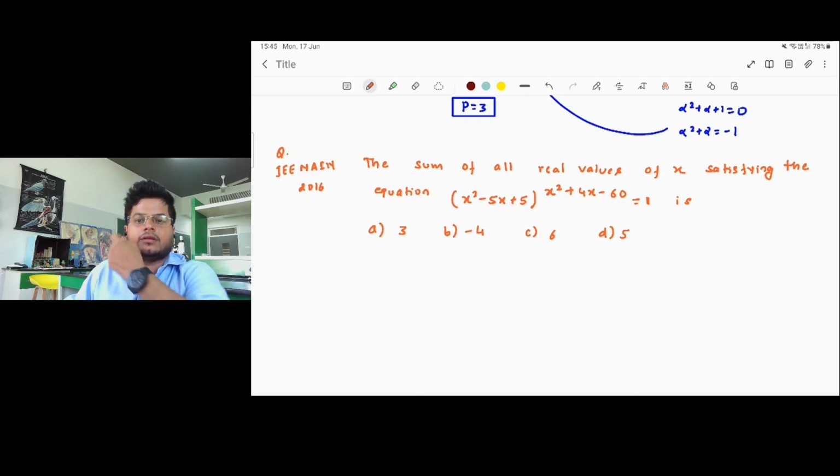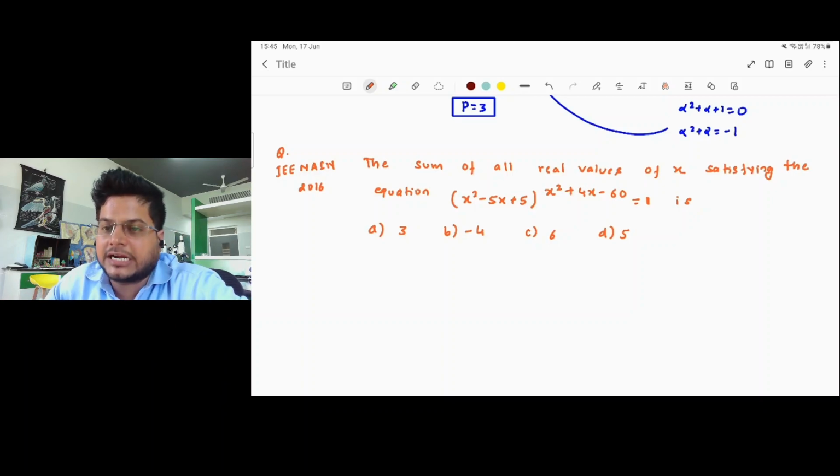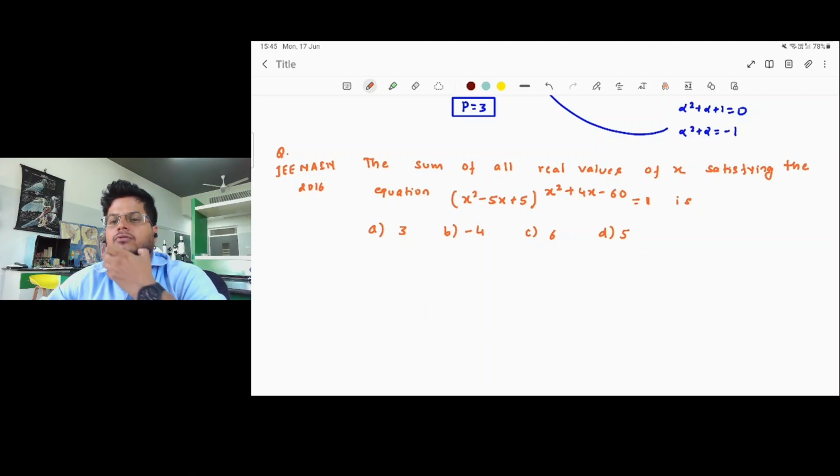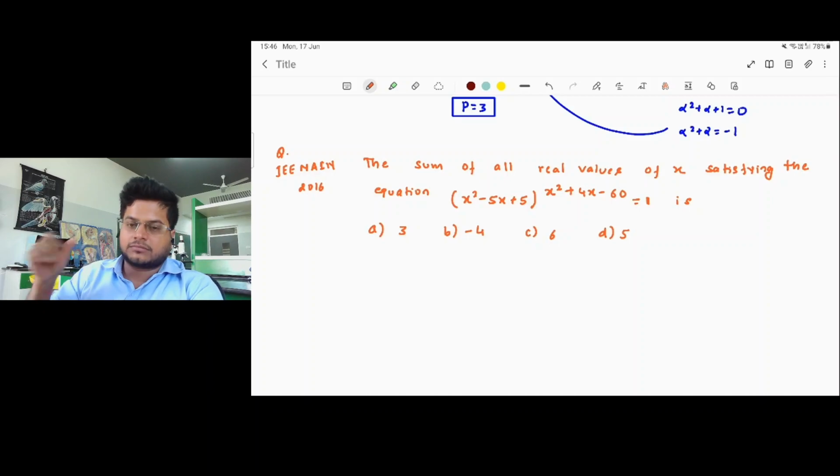Right. So the question is what? The sum of all real values of x satisfying the equation. You can see there is a quadratic, and on top of it as a power there is another quadratic, and then they are asking that this is equal to 1. Basically find all the values of x, and at the end you add all those values and then tell what is their sum. In short, the question is that we have to find the values of x. So think again how can we proceed with this question.